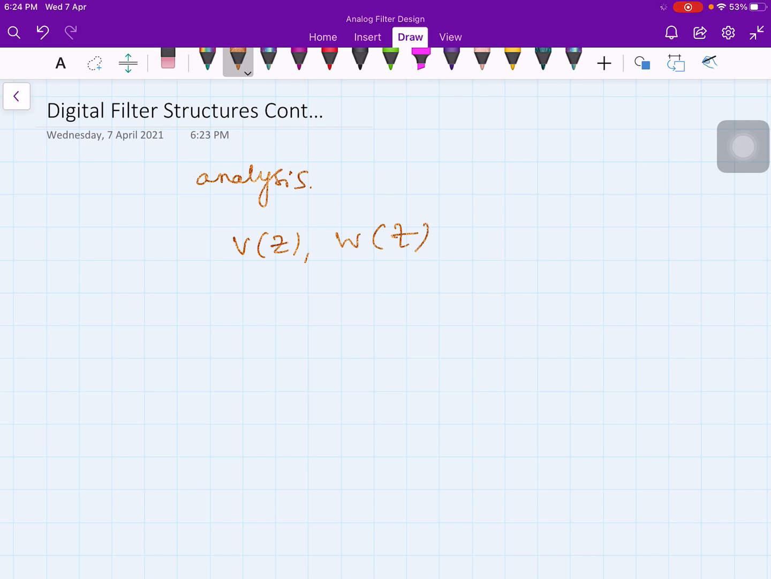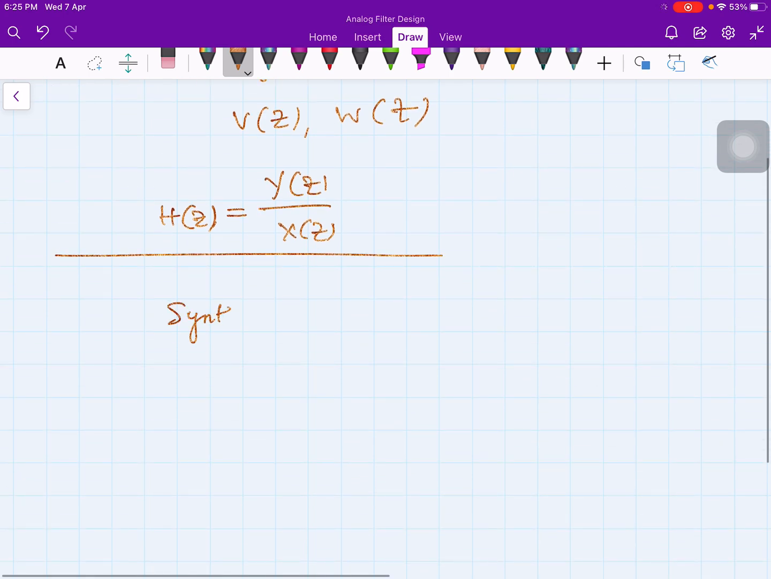You can replace these intermediate variables and then you will get the overall transfer function y of z divided by x of z, and this is called h of z. Now on the other hand, the synthesis problem is tougher than the analysis problem, and as I said, one of the characteristics of the synthesis problem is that if there exists one solution, then there will exist an indefinite number of solutions.